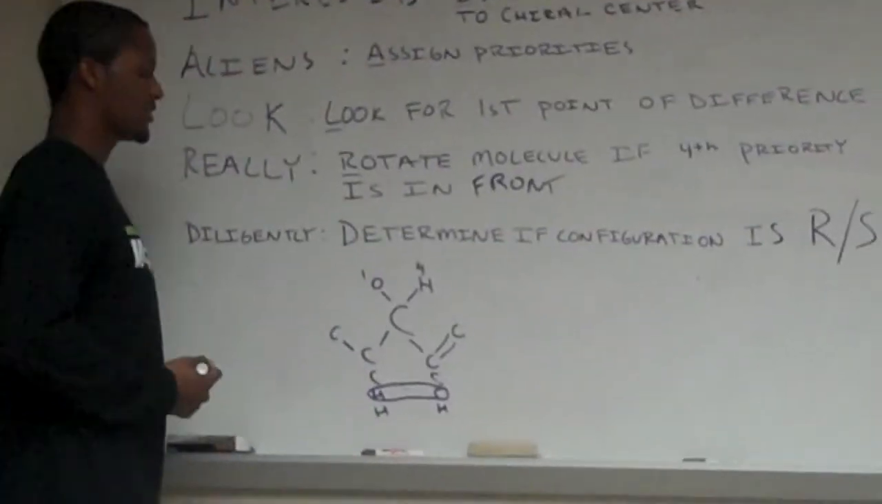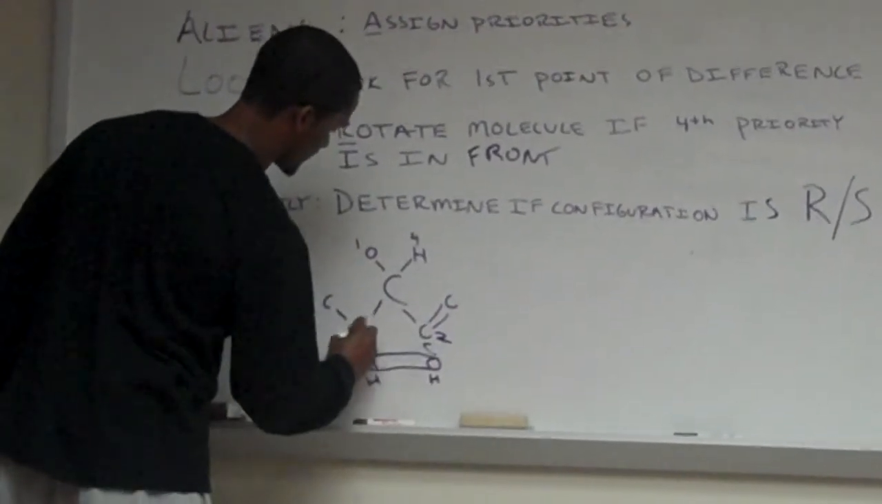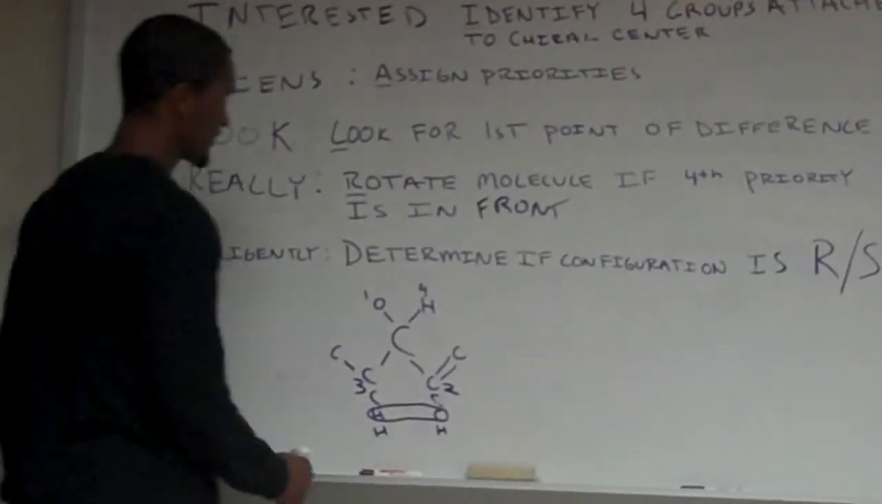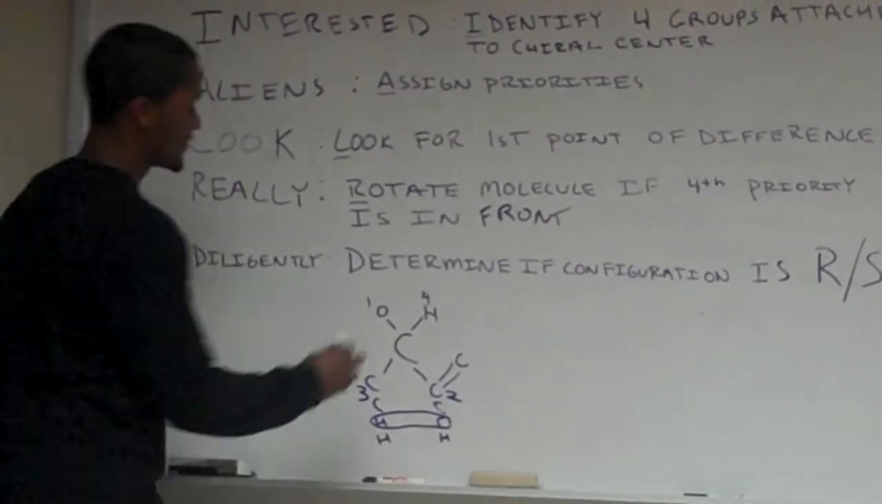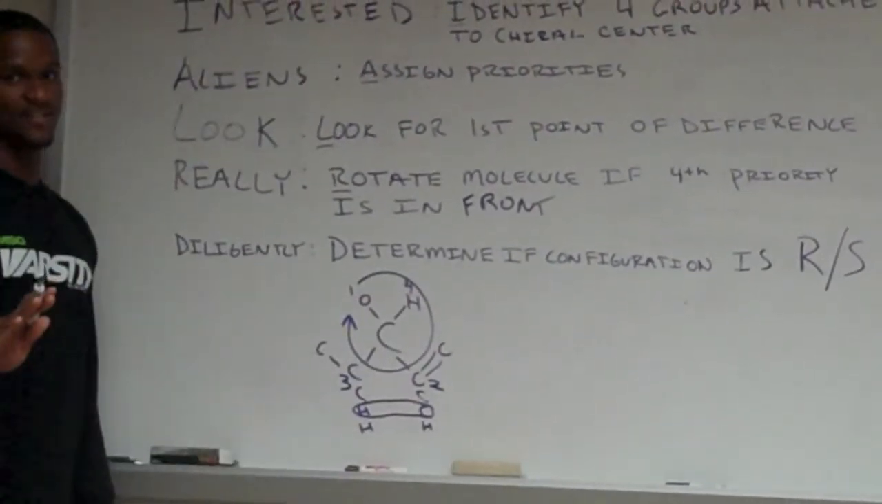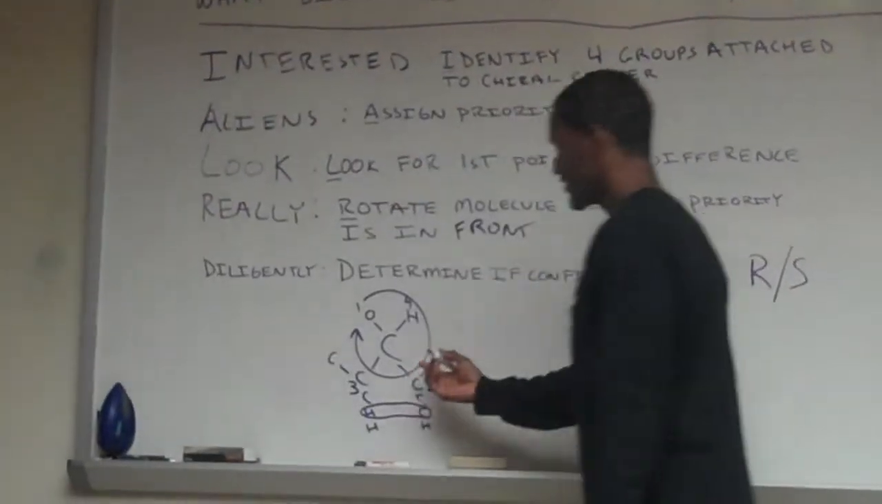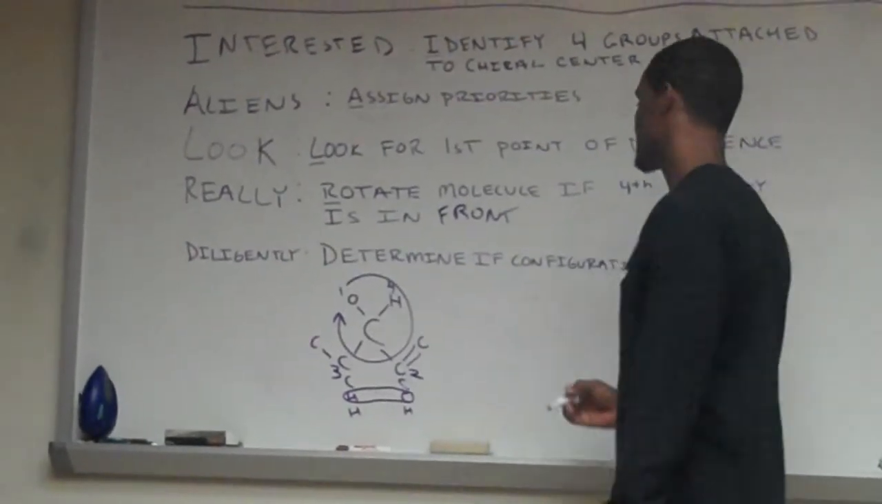So, because of the double bond, this is assigned priority number 2, and this assigned 3. Now, we're almost there, guys. So, according to this, the 1, 2, 3 configuration would be an R configuration. But like I said, we're almost there. We're not there yet. These molecules are really in 3D. So I will draw this carbon in 3D now.